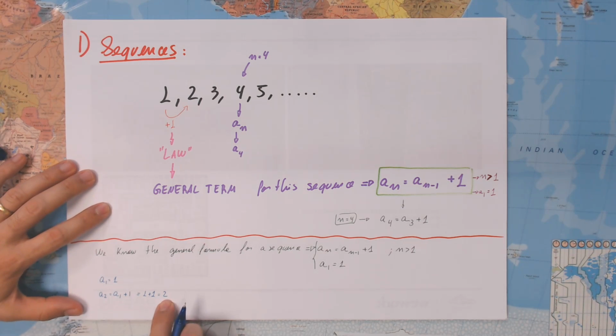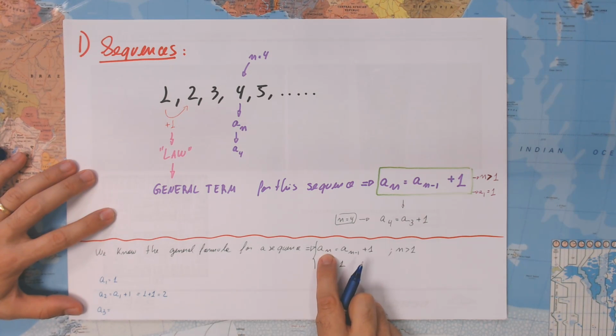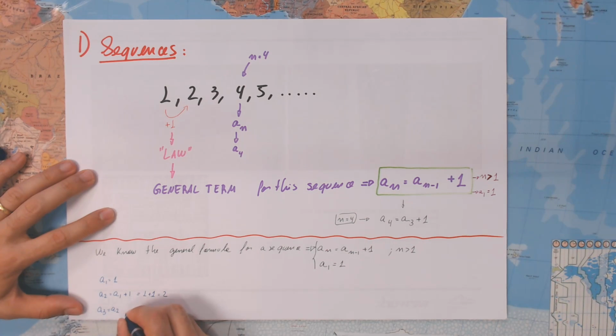Knowing a2, we can go to a3. a3, it is going to be now n equals 3, the third term. And a3 equals a sub 3 minus 1, which is 2, a2 plus 1. I'm just following the formula. But a2 we have just found out. It is 2. 2 plus 1, it is 3.